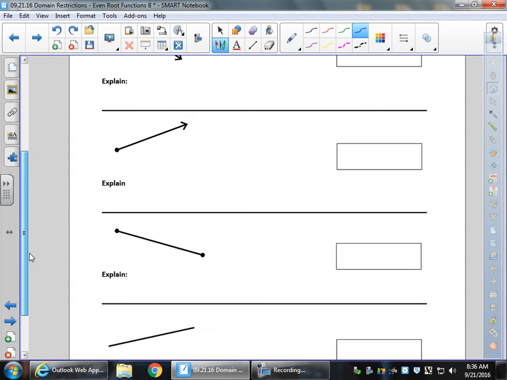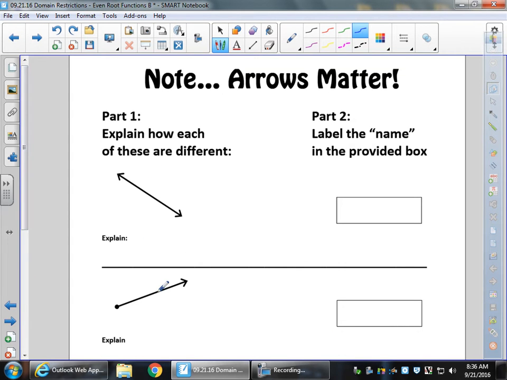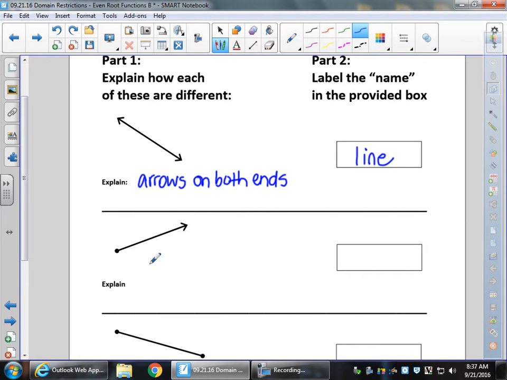All 3 of these are different. How is this one different from this one? Arrows. How many arrows? Arrows on both ends. Arrows on both ends makes this a what? What's this called? Think even more simple than that. Starts with an L. A line. That's a line.